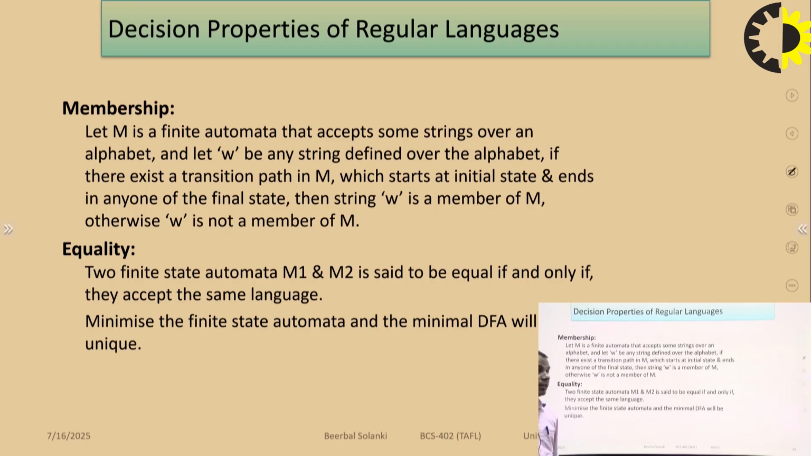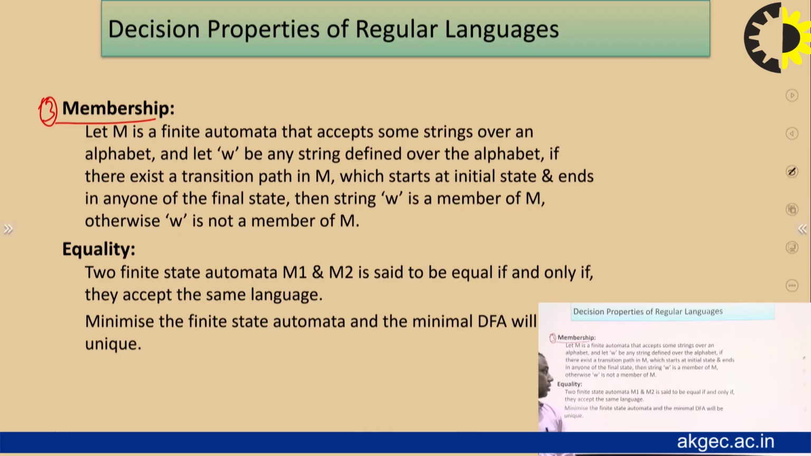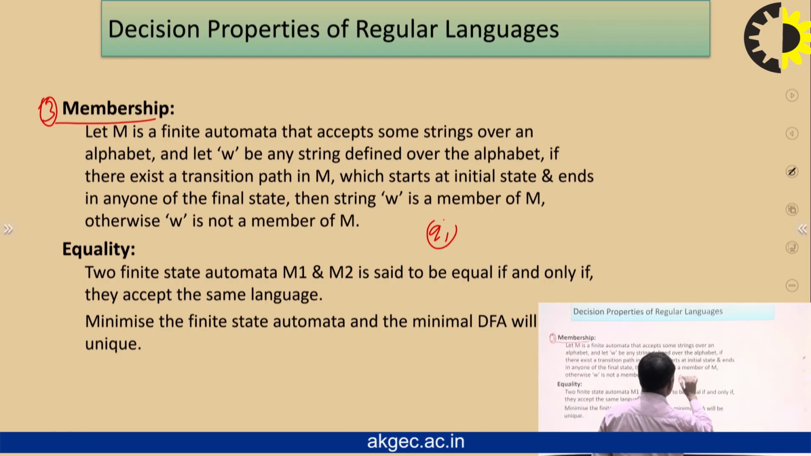Now we discuss the next property, that is membership. That is the third property. Let M be a finite automata that accepts some strings over an alphabet. Let W be a string defined over the alphabet. If there exists a transition path in M, suppose Q1, Q2, Q3.